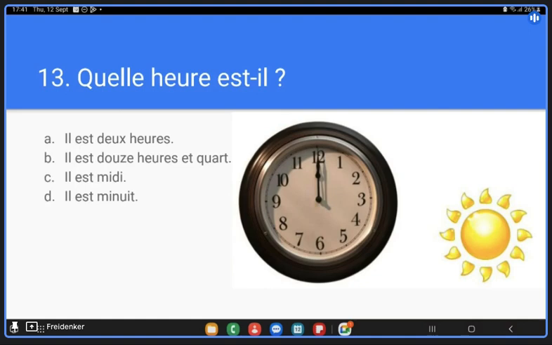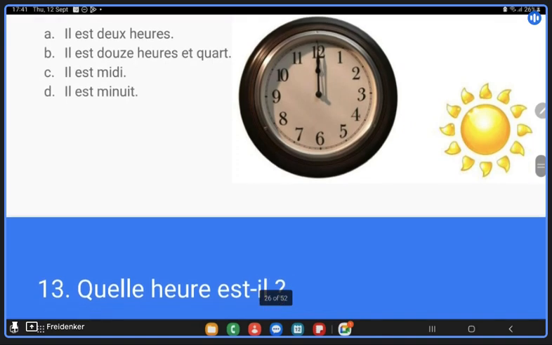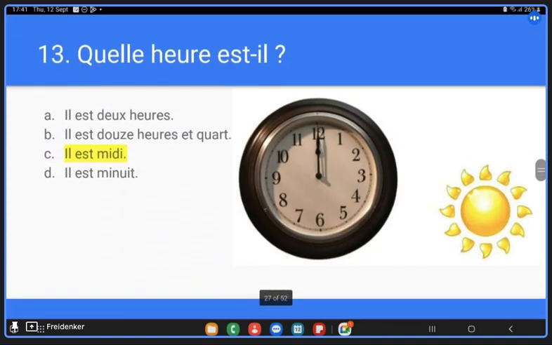Question 13: Quelle heure est-il? You're supposed to know what time it is. It could be option C or D, but since they gave us the sun, it is option C. Il est midi, it's afternoon. Quelle heure? Okay, it's the same question.